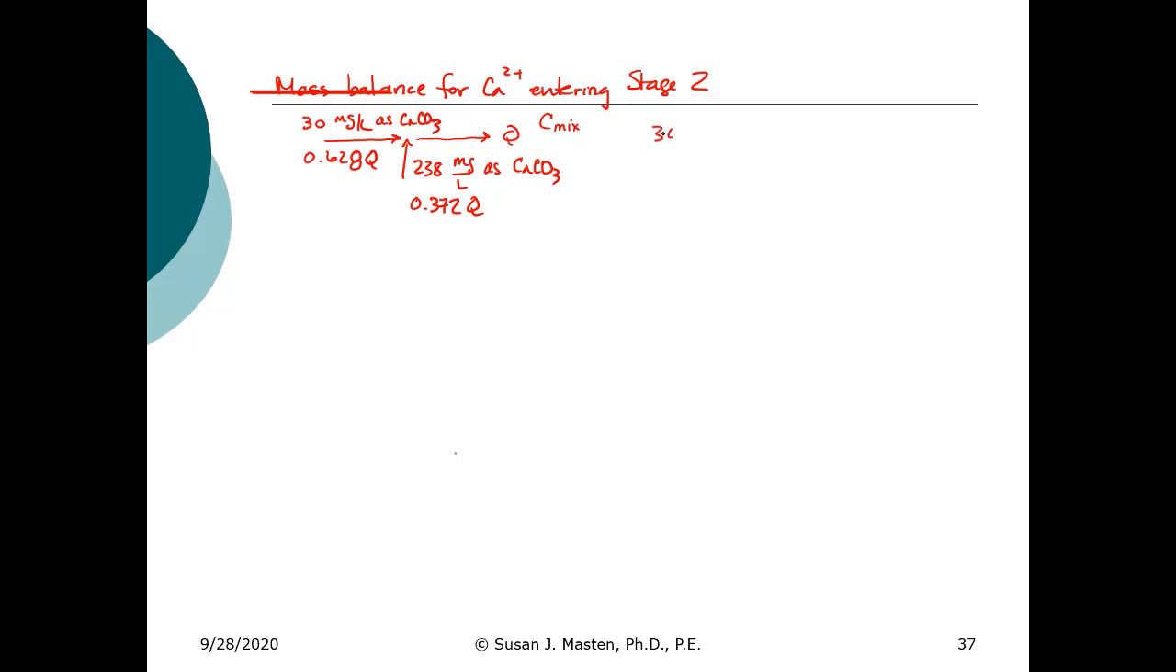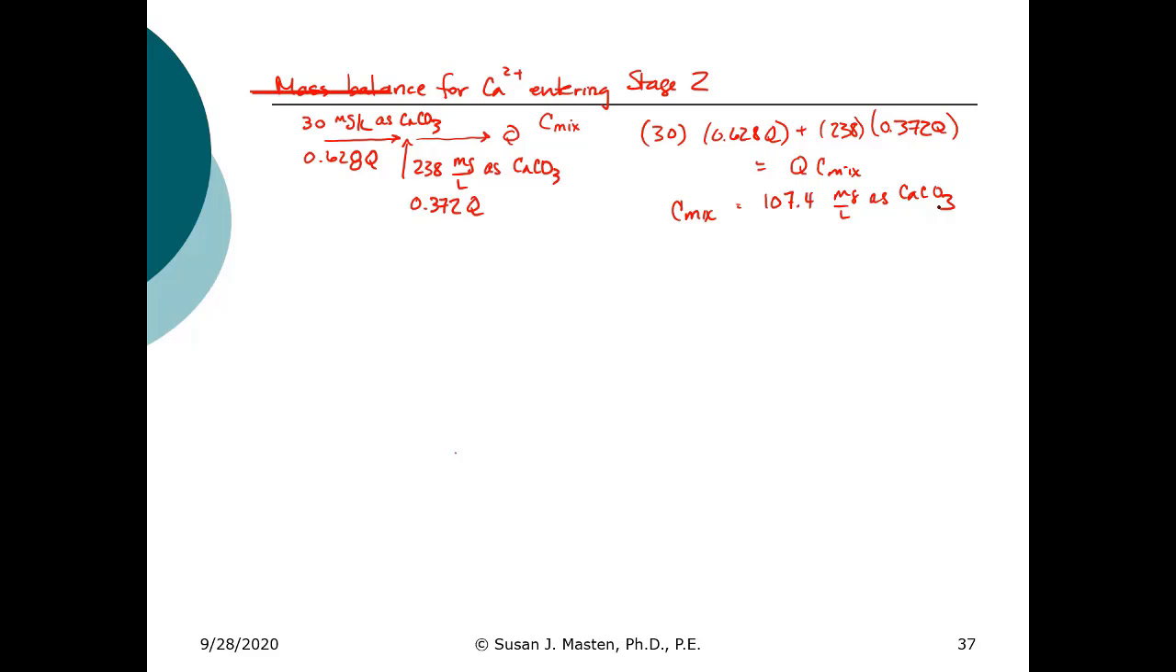And if we solve this mass balance, C mix is equal to 107.4 milligrams per liter, which it should be, because remember we had the 40 before, and that 40 comes from the final magnesium concentration. We're not removing any magnesium in the final stage.